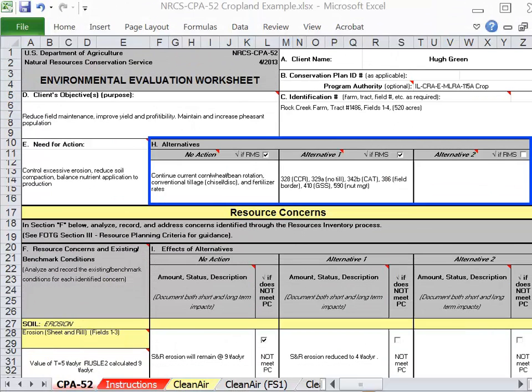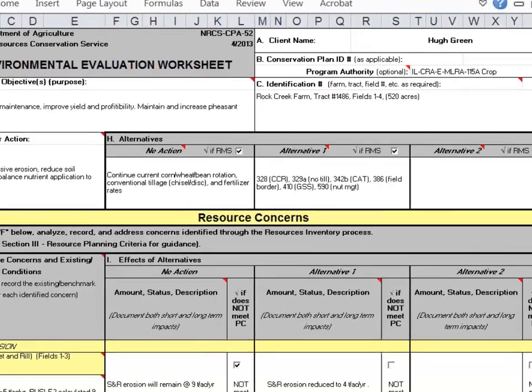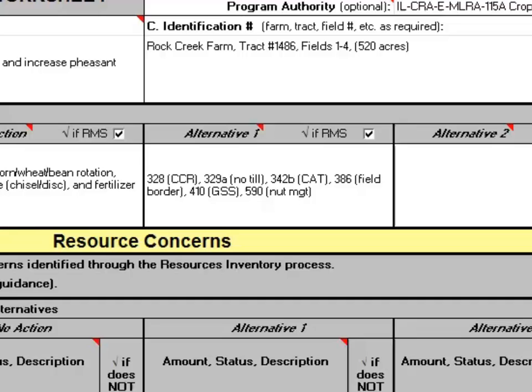Back at the top in Section H, Alternatives, Marie formulated alternatives and documented the no-action and Alternative 1 alternatives. The no-action alternative was straightforward, but Alternative 1 is where Marie put together and documented all of the NRCS practices that would address the resource concerns on Mr. Green's land, paying special attention to include practices that needed to be implemented together for a conservation system to work properly. Notice that Marie placed a check in the Check if RMS box for this alternative.